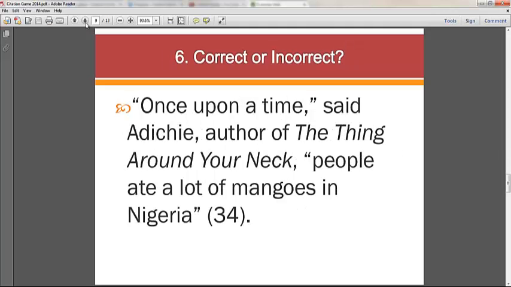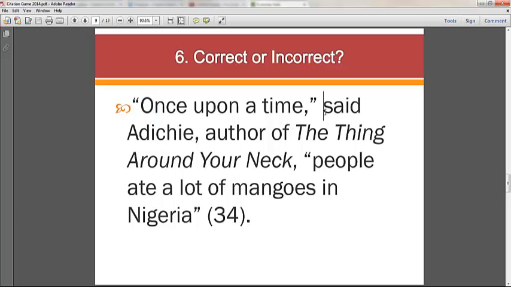Number 6. "Once upon a time," said Adichie, author of The Thing Around Your Neck, "people ate a lot of mangoes in Nigeria." (34). Well, again, correct. "Once upon a time" is the beginning. The O in "once" is capitalized.